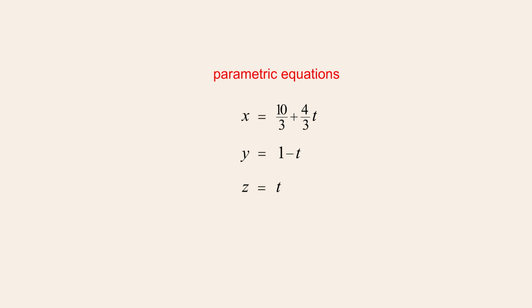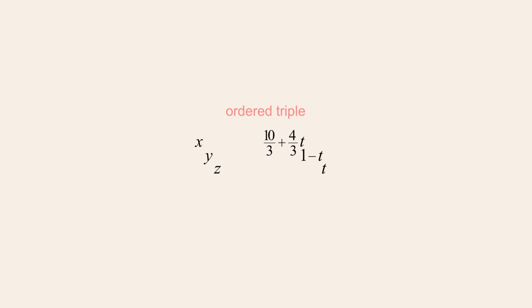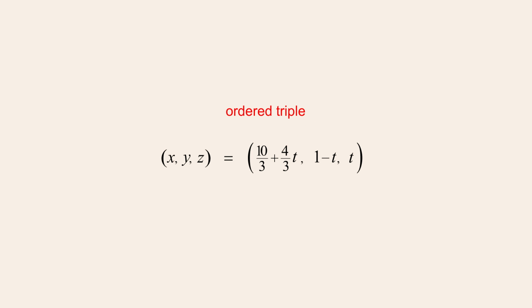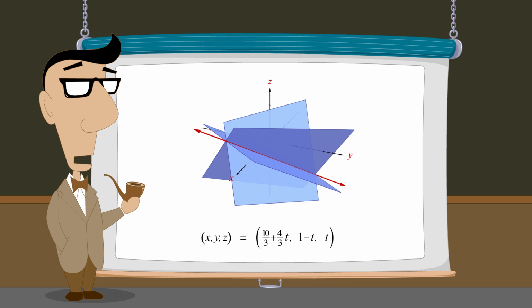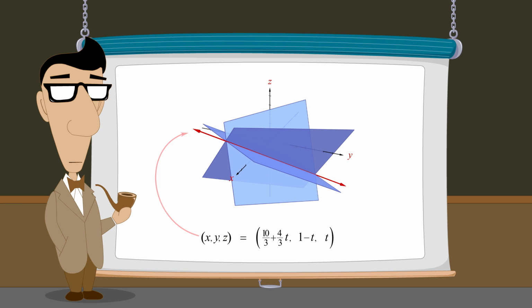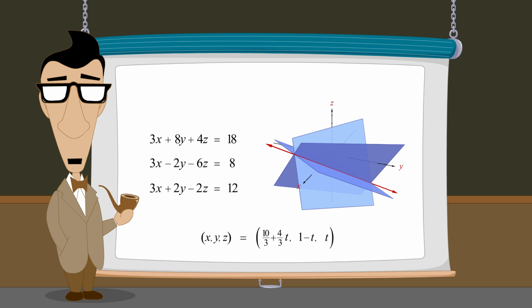We now have parametric equations expressing x, y, and z as functions of t. The solution set can also be represented parametrically as the ordered triple 10/3 plus 4/3 t, 1 minus t, t. This ordered triple describes the line of intersection of the planes and the solution set of the system of equations.